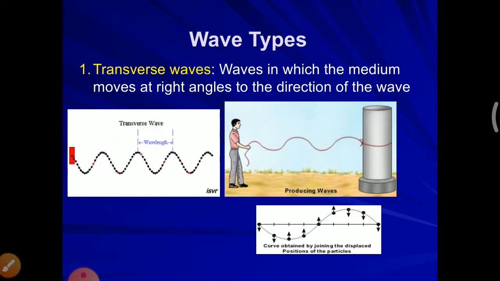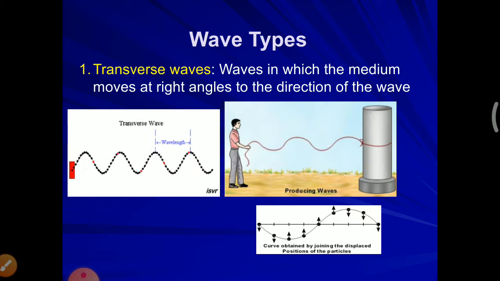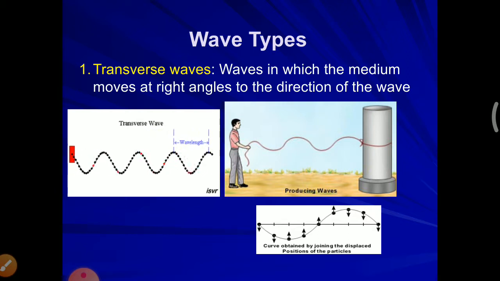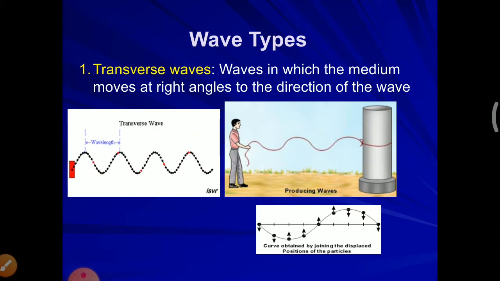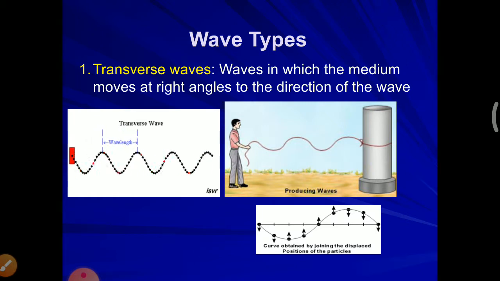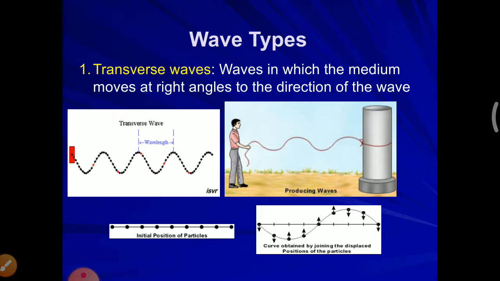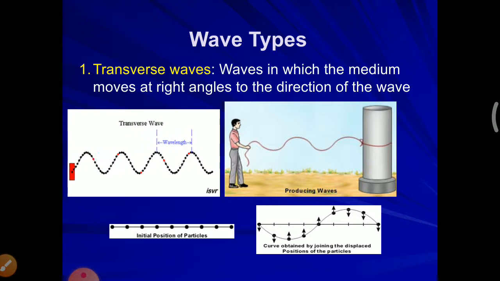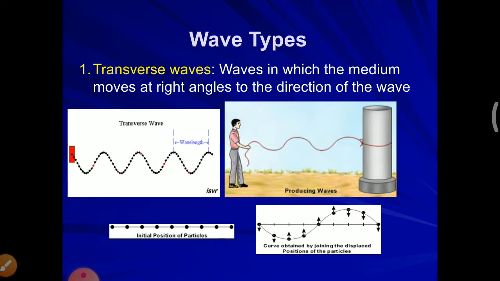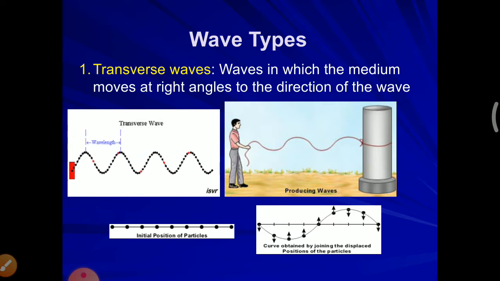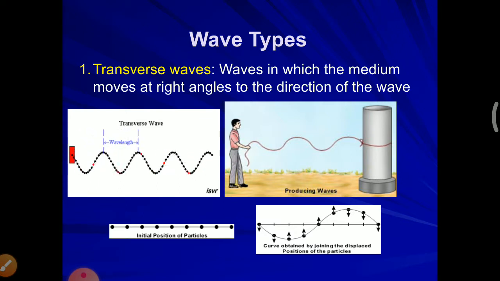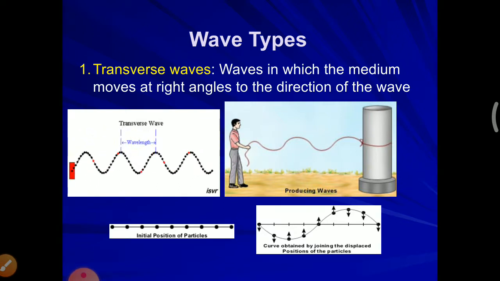Look here, the particles are moving in down direction and up direction. Due to that, the wave is formed. The initial position of the particles is in a straight line. When I give the shake, the particles start to move up and down. Due to that, the wave is produced.